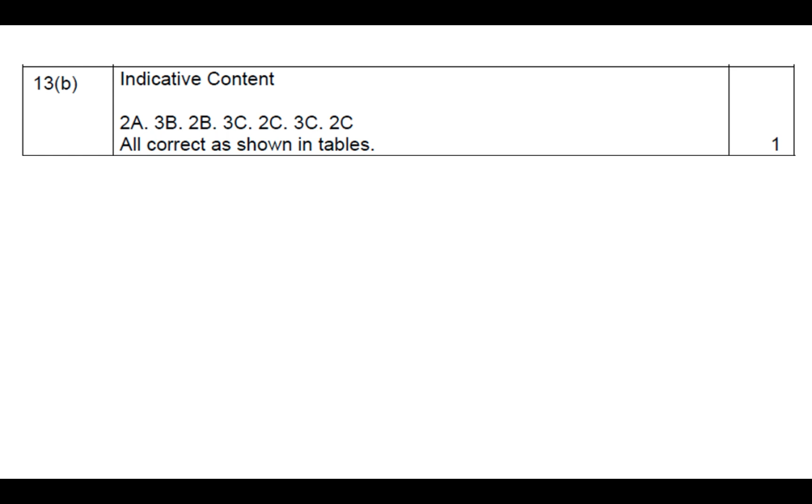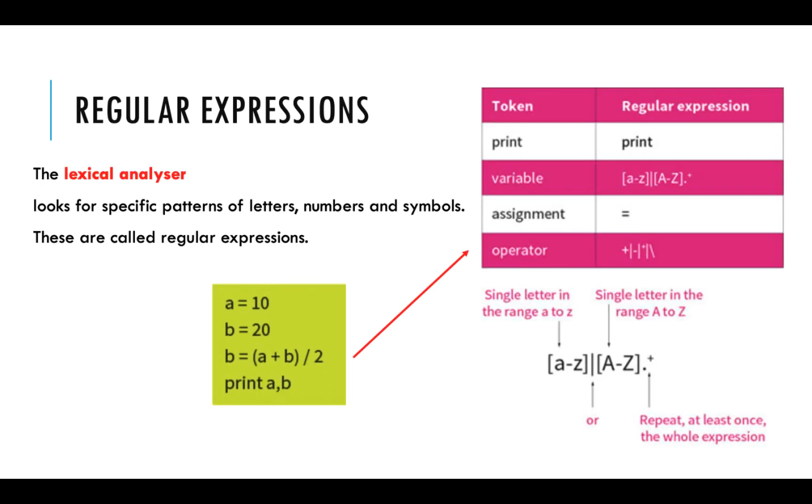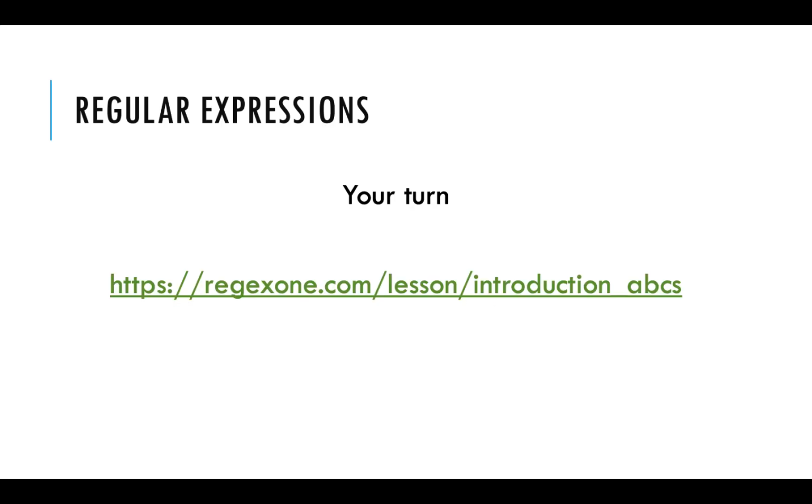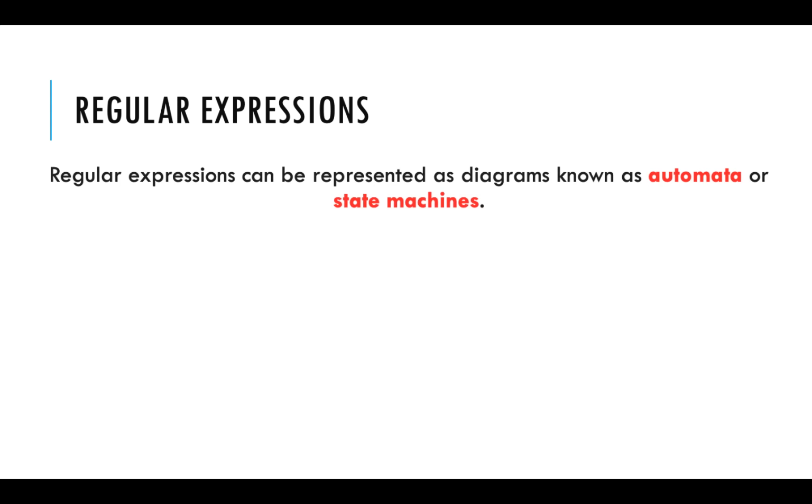So, moving on from here, we need to talk about something called regular expressions. This is only applicable to second year students again, but it happens during the lexical analyzer. It looks for specific patterns of letters and numbers and symbols and determines if they fit our language. And these are quite good because you can build them up to allow for certain inputs. That might be things like a specific postcode, a specific layout for your number or email address, for example. You can try the link here and have a go at some regular expressions, and it will guide you step by step through how to build regular expressions and how the rules are applied. And maybe I'll put a link in the description.